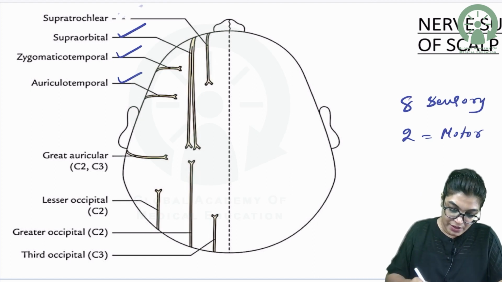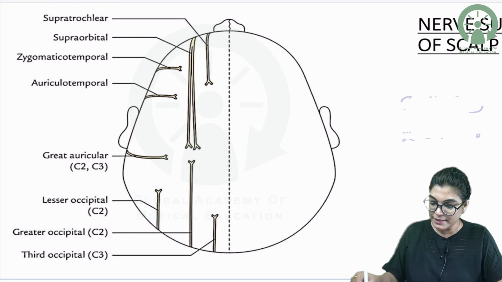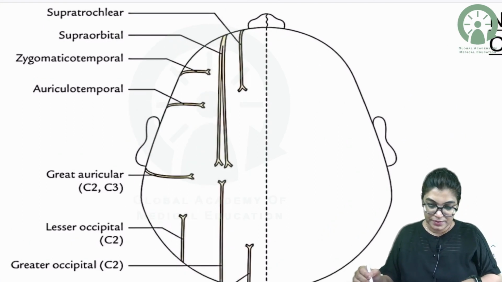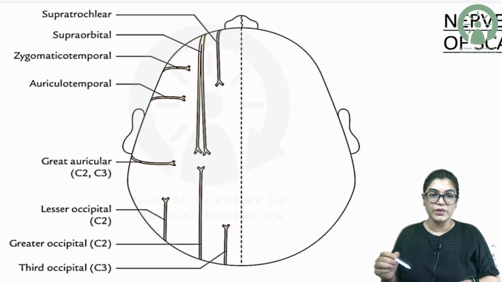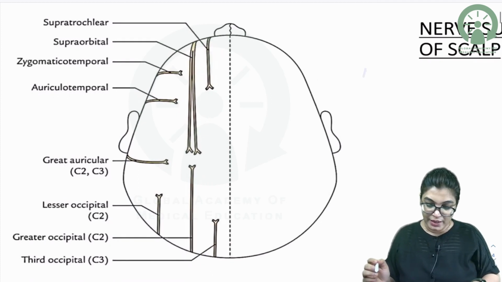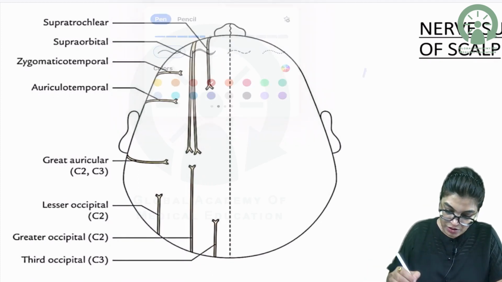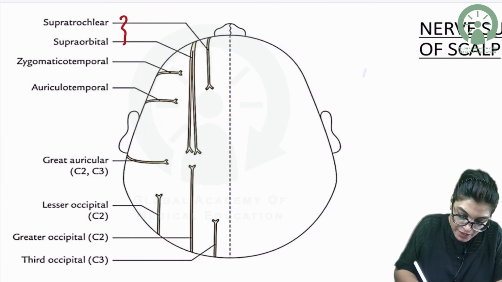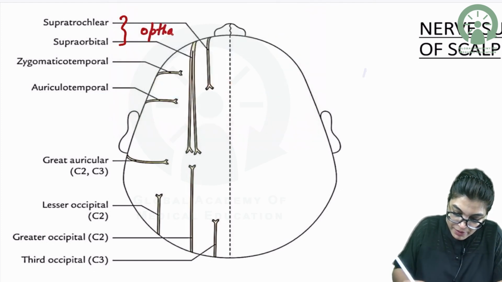Here you can write how many sensory nerves there are. This image is showing them, so enlarge this image, and then we can write the sensory branches. Supratrochlear and supraorbital are branches of the ophthalmic division of the trigeminal nerve.